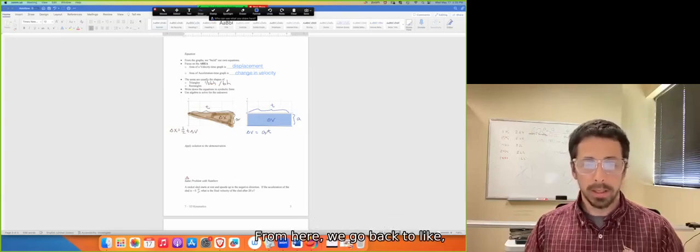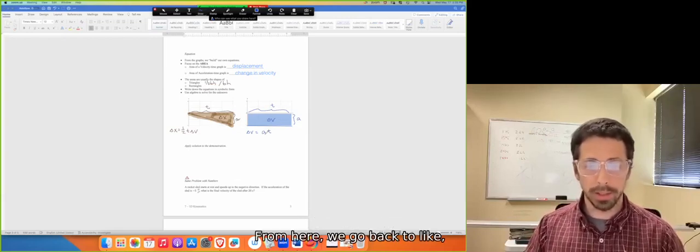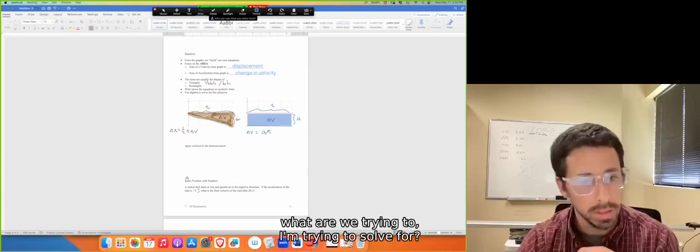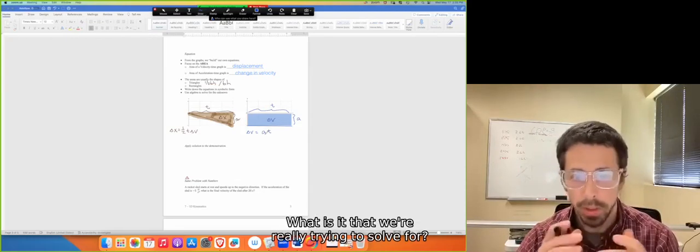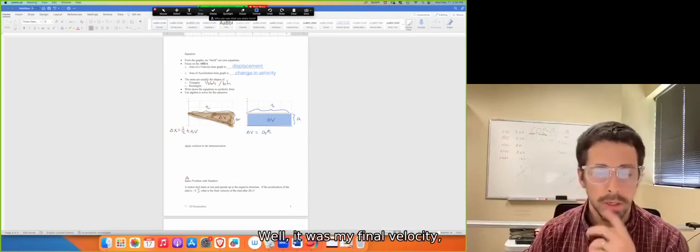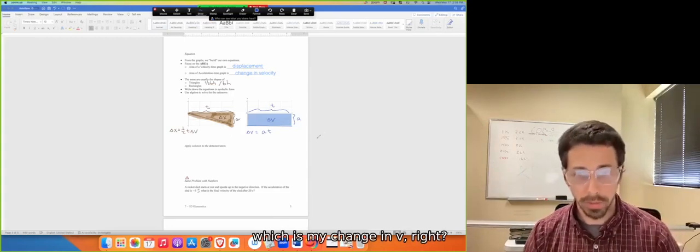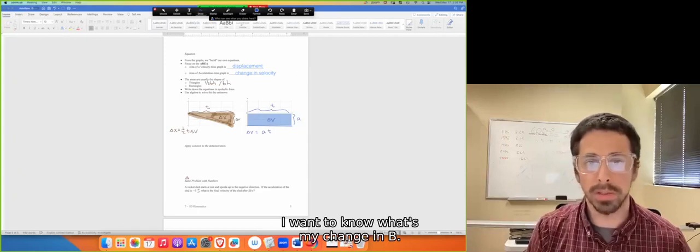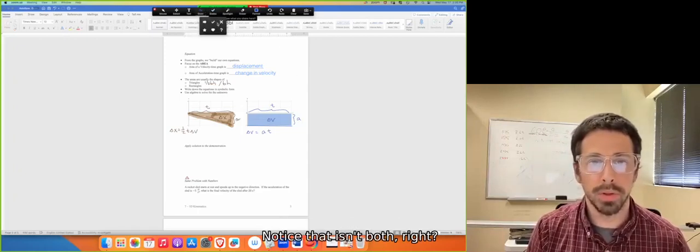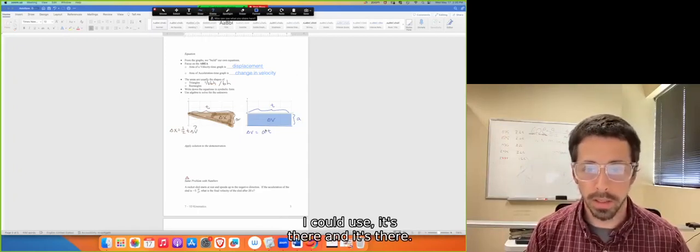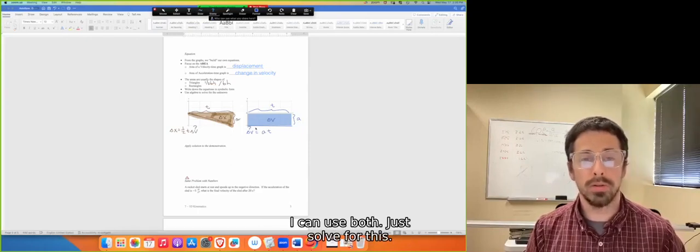Right. From here, we go back to, what are we trying to solve for? What is it that we are really trying to solve for? Well, it was my final velocity, which is my change in v, right? I want to know what's my change in v. Notice that is in both, right? It's there and it's there. I could use both to solve for this.